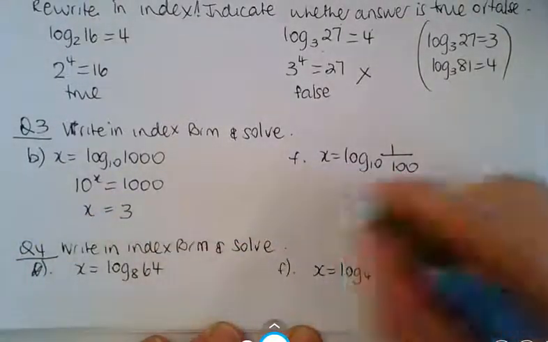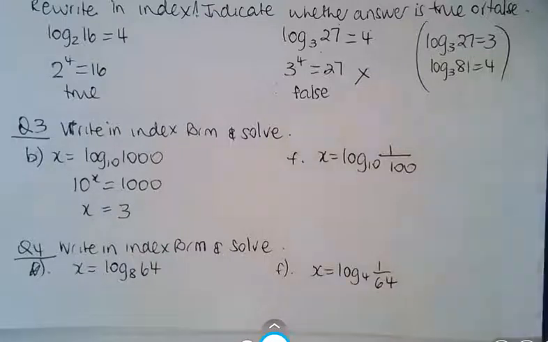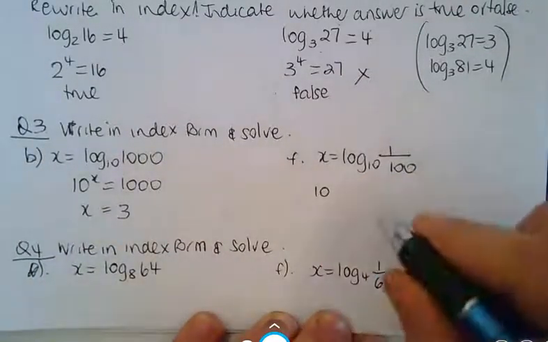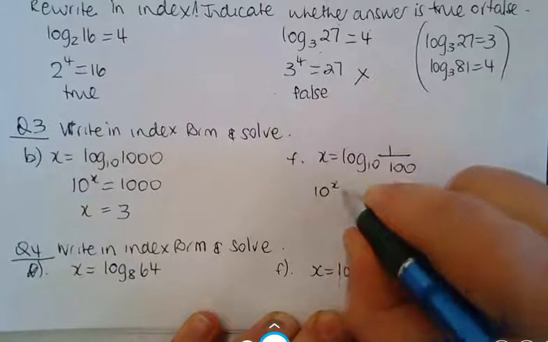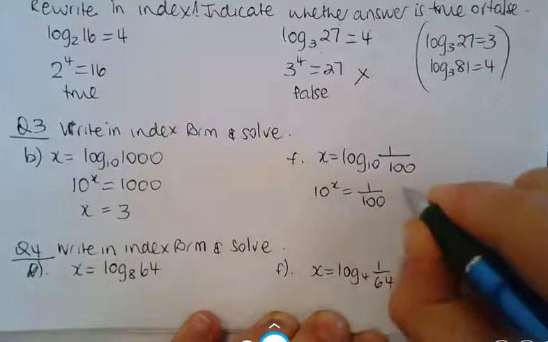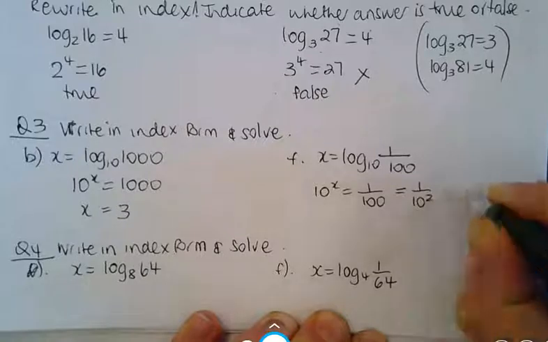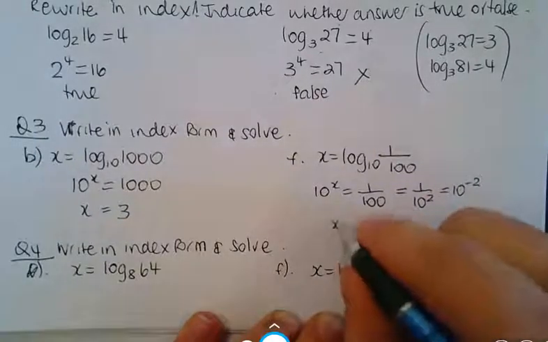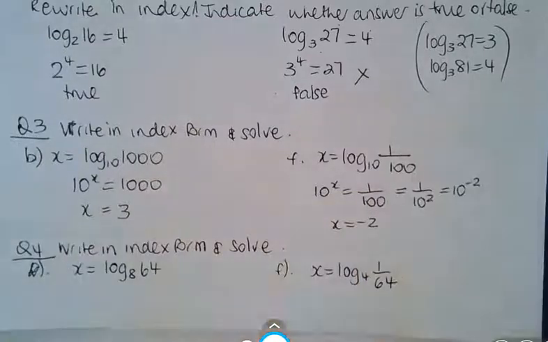This one will. So 10 to the power of what? 10, yeah, good. 10 to the power of x is 1 over 100, and you could say that's 1 over 10 squared, which is 10 to the negative 2. It's okay to put it on the one line. So therefore x is negative 2. And then keep going with the ones underneath.